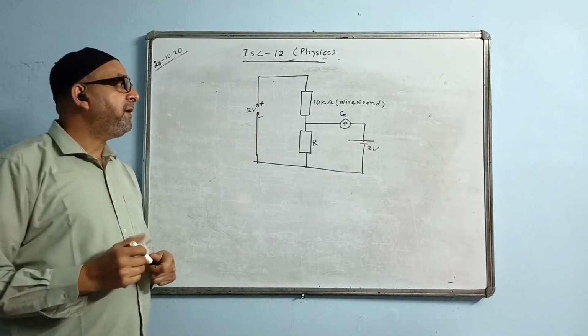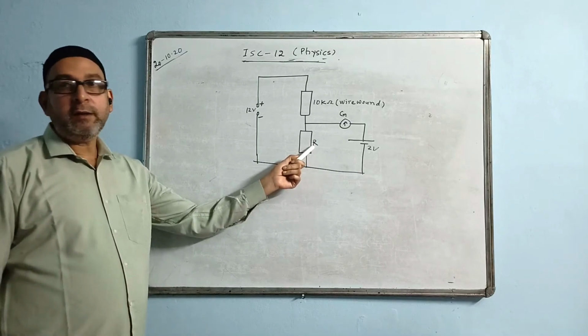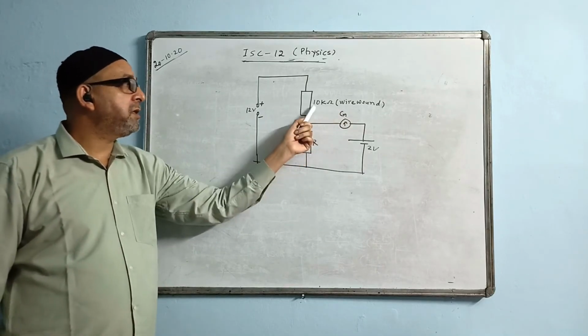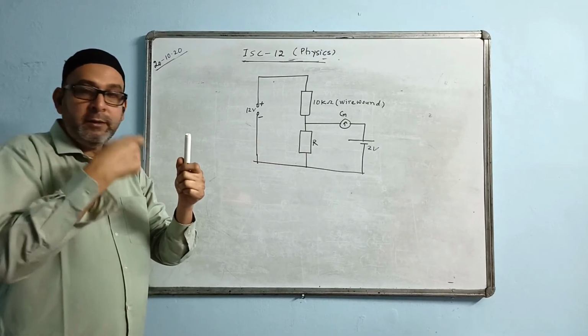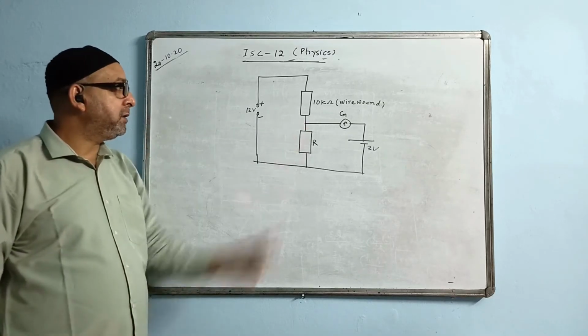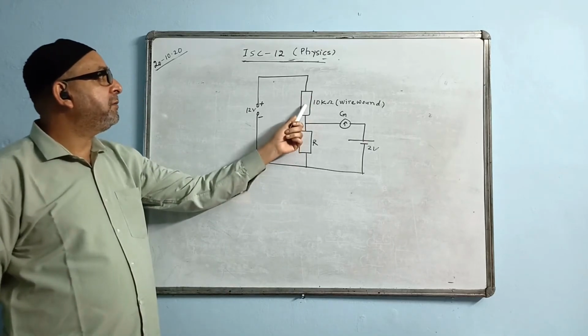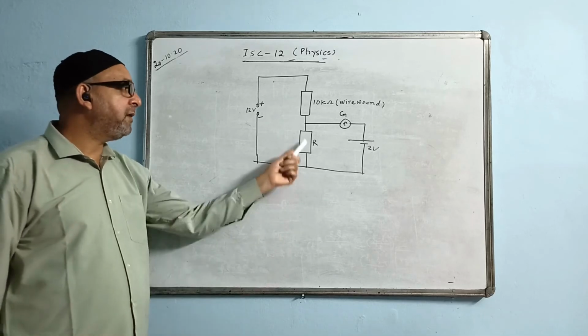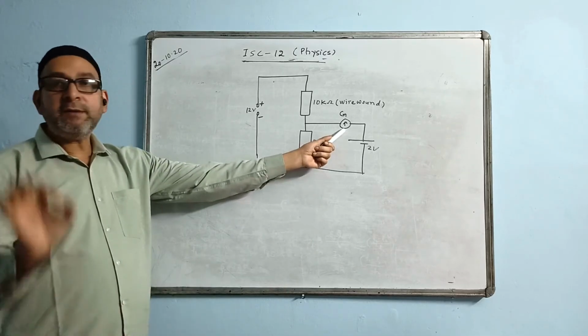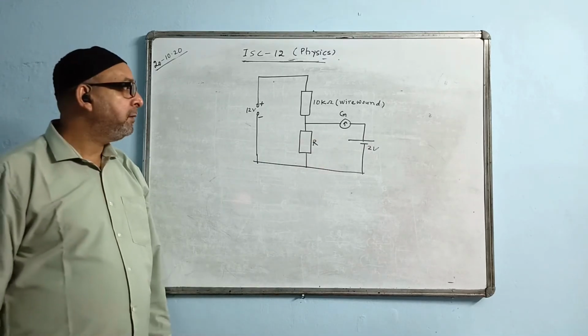There is a circuit given here and they are asking to find the value of this R. This is a wire wound resistor, that is coil type, wire wound in the form of a coil. The resistance of this one is given as 10 kilo ohm and this is R ohm, and they are asking to find the value of R. Galvanometer gives null deflection. What does it mean?